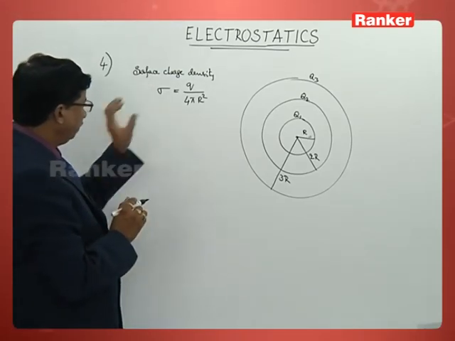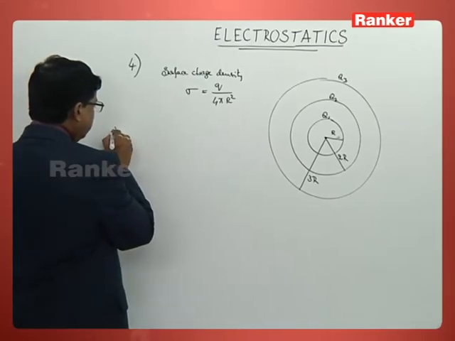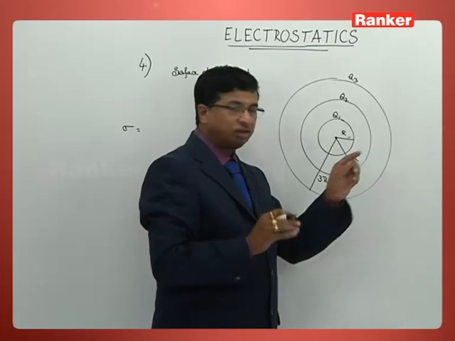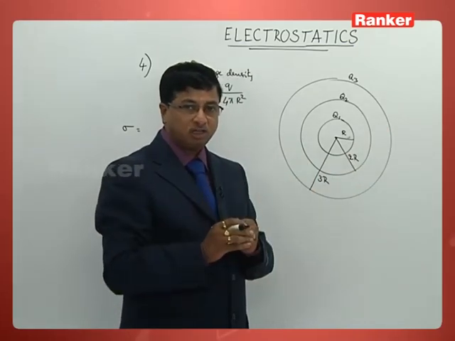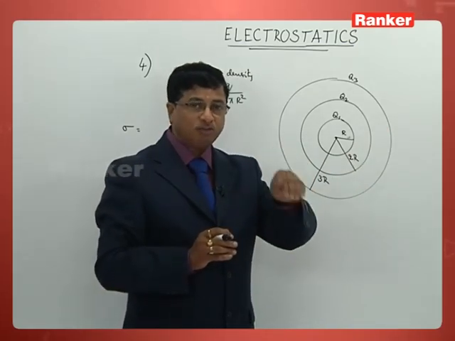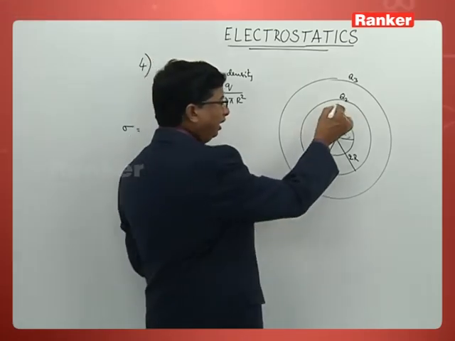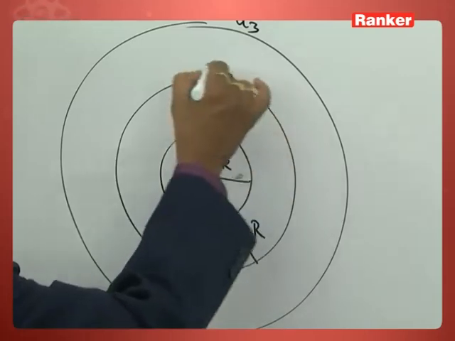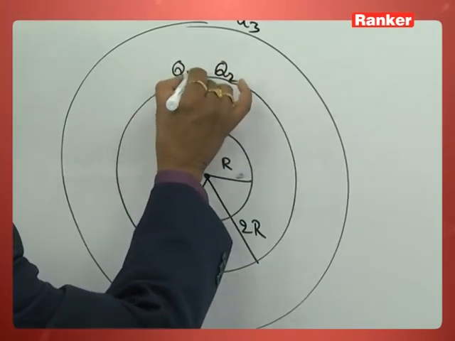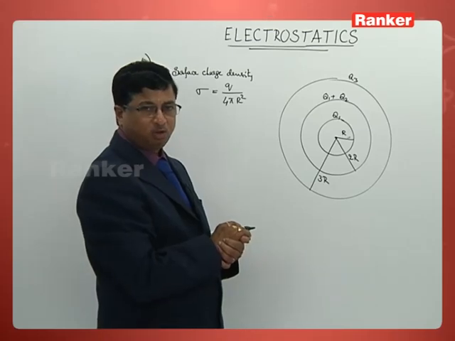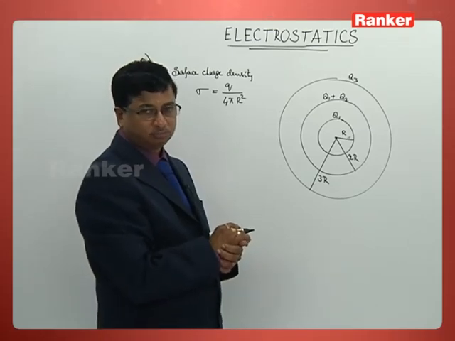So what is the thing he has given you? Sigma is the same for all the 3 shells, that's what he is talking about, over their surfaces. So what you should understand is the effective charge on the second sphere now will be Q1 plus Q2. You can understand how.